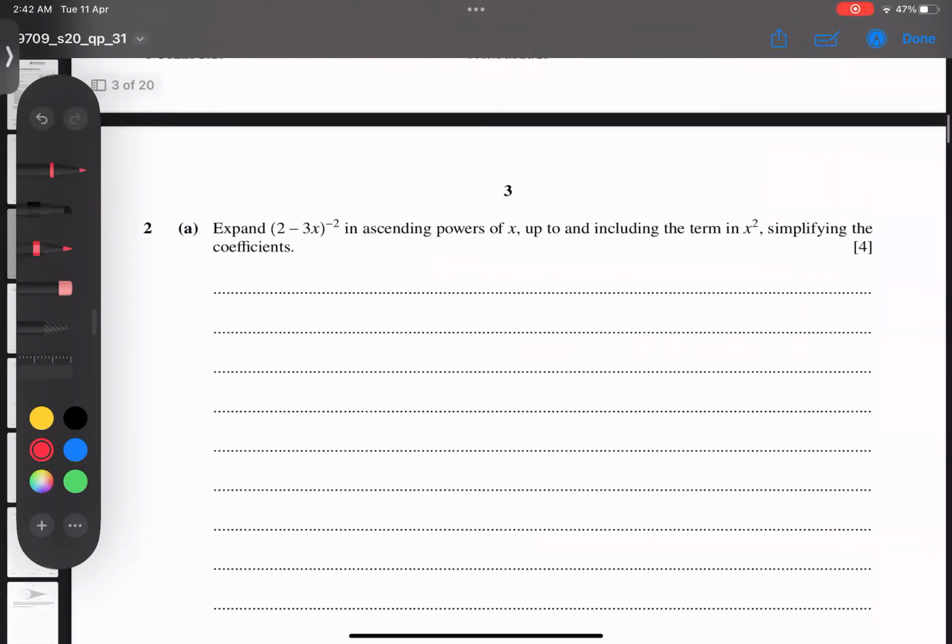Let's go for the next question. Here it says expand. Make sure whenever expanding binomial expansion in A2 level, you will need plus 1, not even minus 1, plus 1. So take 2 common out. If I take 2 common out, this becomes 3x divided by 2. And the power on the top is minus 2.